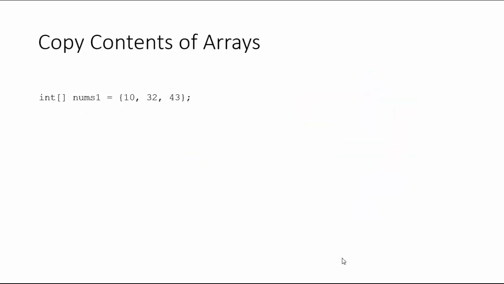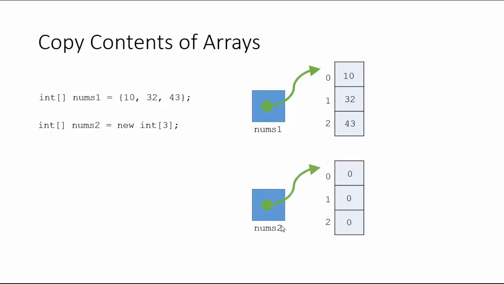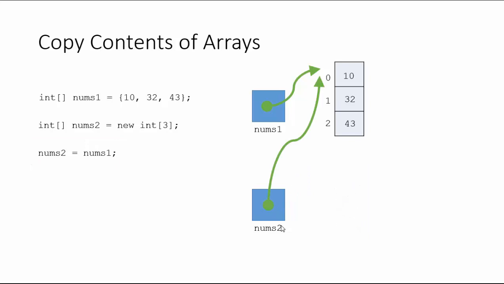To copy the contents of the cells from one array to another, you must copy each cell individually. Copying the reference variable will only make the two variables point to the same array. For example, nums1 is created with these 3 cells. nums2 is created and each cell is initialized to 0. If I try to copy nums1 into nums2 by using this syntax, I'm actually copying the address to the first array into the reference variable of the second array. nums1 and nums2 now contain the same address and are pointing to the same array. This is a logic error.